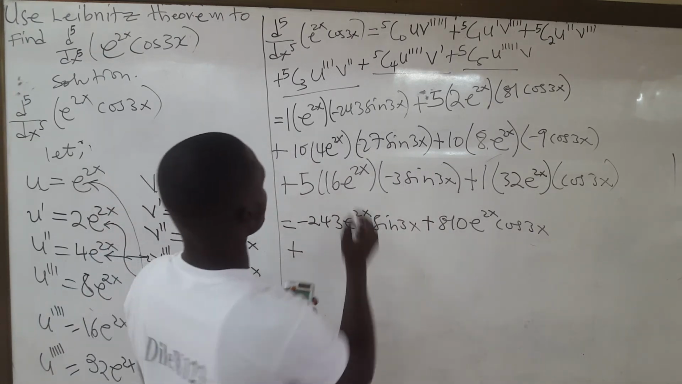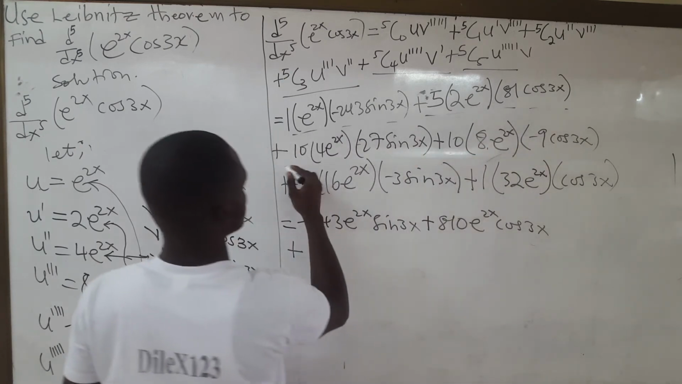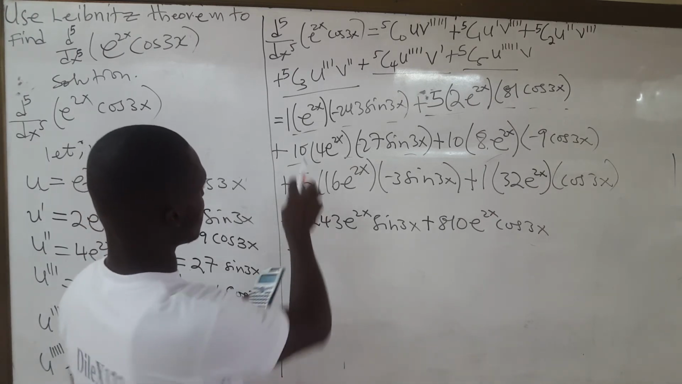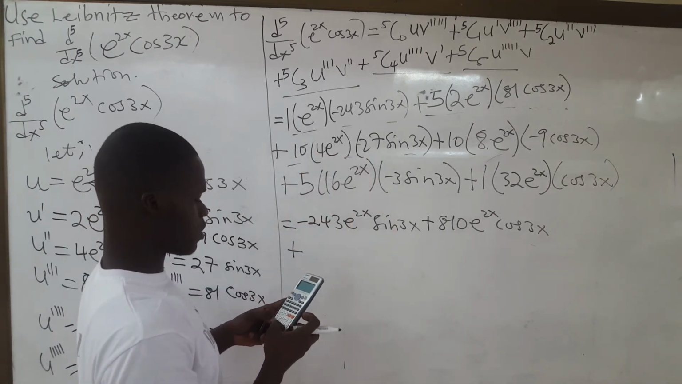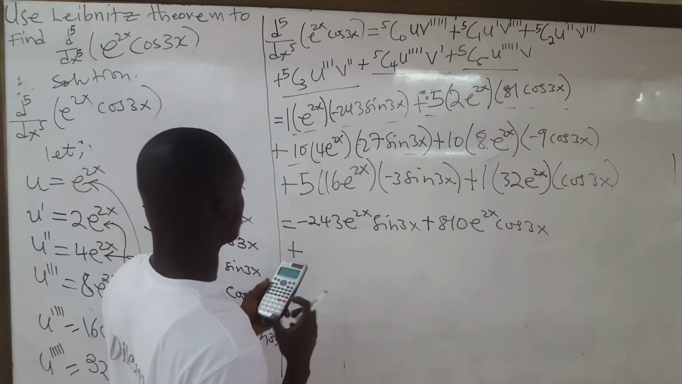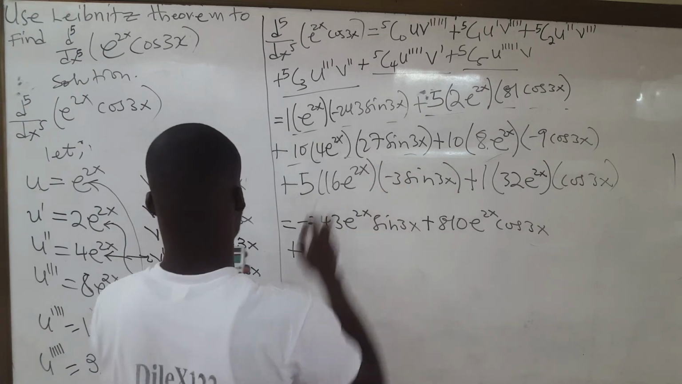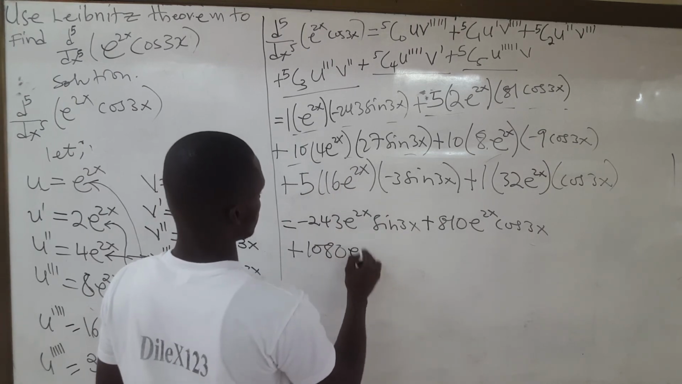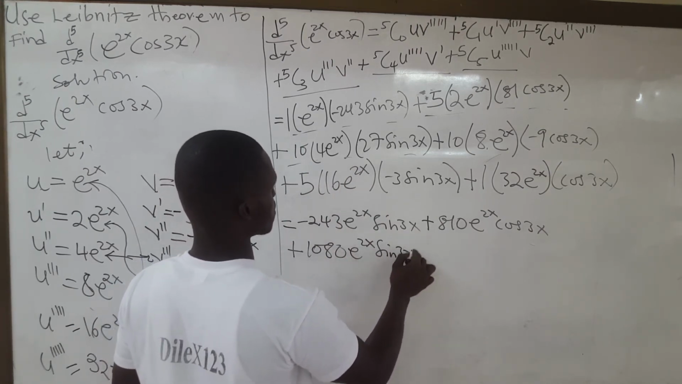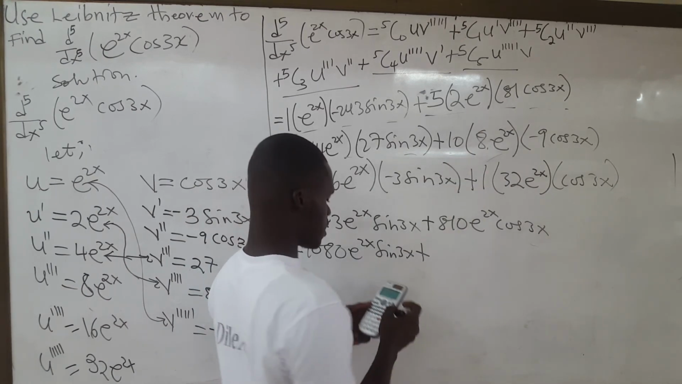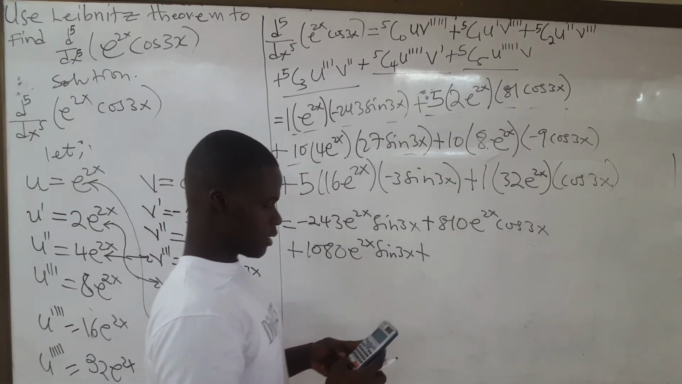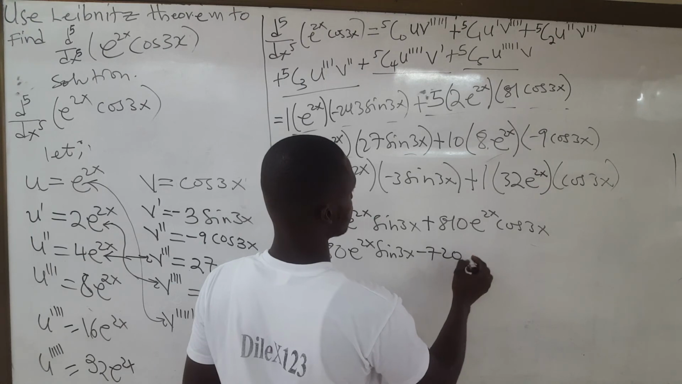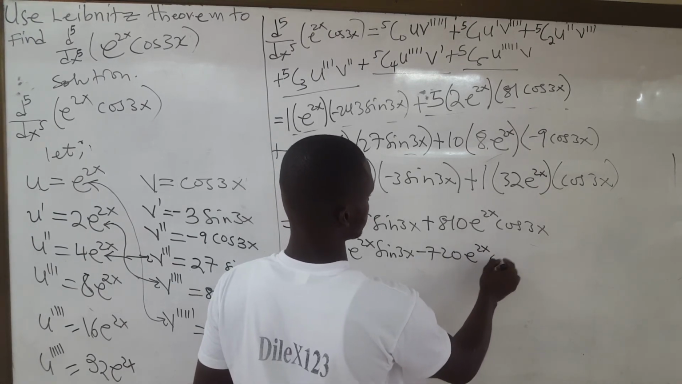Plus, so we are done with this, we are here. So 10 times 4 times 27 is positive 1080, e exponent 2x sine 3x. Plus 10 times 8 times negative 9, so 10 times 8 times negative 9 is negative 720, e exponent 2x cos 3x.